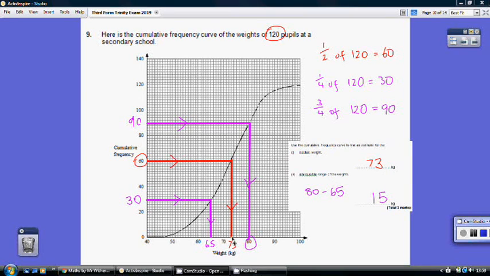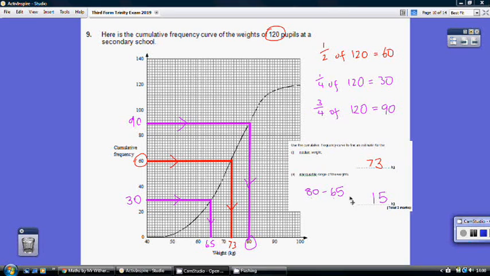As long as your answer ties in with your graph, you'll be fine. It may be that I'm slightly out, so if you're one up or down from this, you'll be fine. Now the interquartile range, that's what you get when you subtract the person who came quarter of the way up from the person who came 3/4 of the way up. Now 3/4 of 120 is 90, so go along the 90th person and take a reading. I got 80, and 1/4 of 120 is 30, so go along 30, take a reading. I got 65. 80 take away 65 gives you an interquartile range of 15.